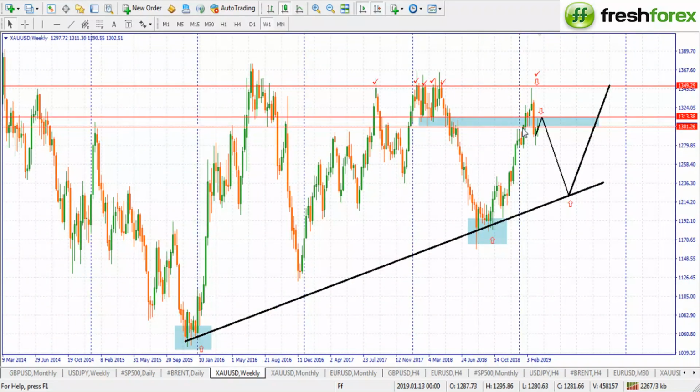Gold, we recommend you remain flat, but from the weekly you're supposed to actually be looking for a sell from around 1338.